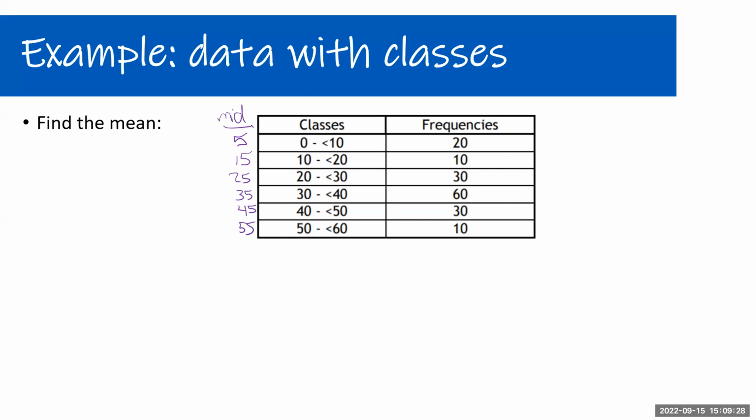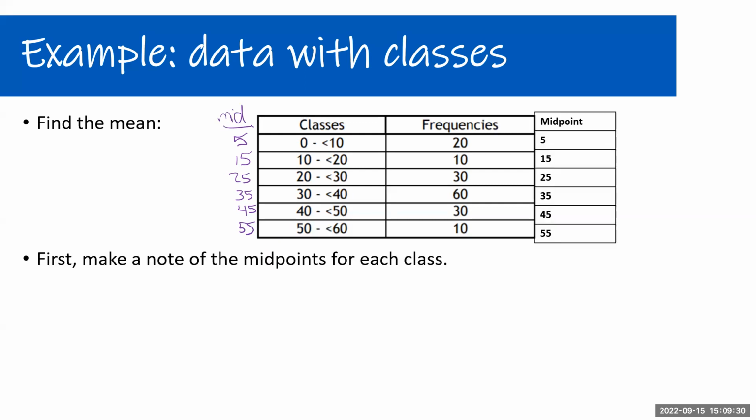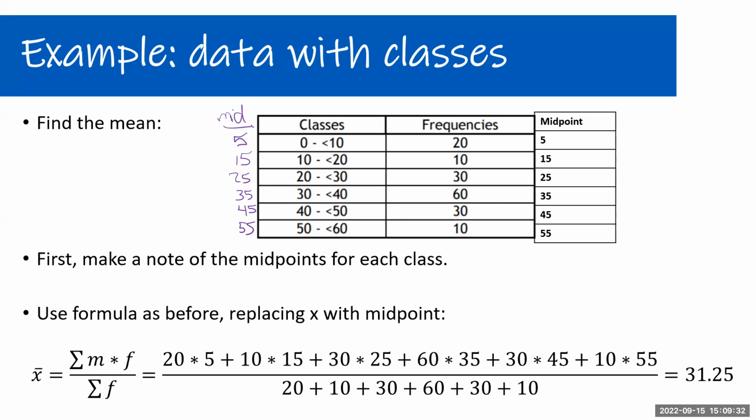Now, if we want to find the mean, everything else is going to work the exact same way. Instead of X, we're going to use our midpoints here. So this is going to give us an average of 31.25.